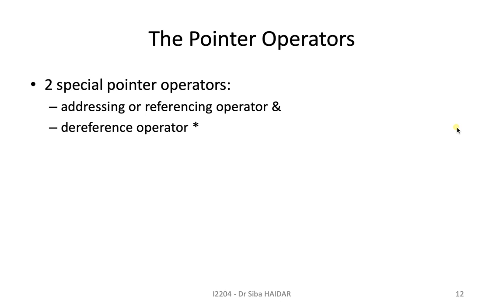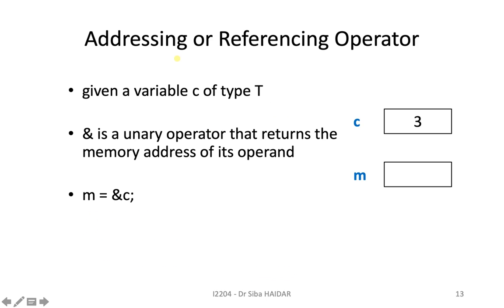The two special pointer operators are the addressing or referencing operator, which is the ampersand symbol, and the other operator is the dereference operator, which is the asterisk symbol. The addressing or referencing operator, the ampersand operator, operates as follows. Given a variable c of type T, let's suppose on the schema it is an integer, the ampersand operator is a unary operator. It needs one operand only and returns the memory address of its operand. So we put the ampersand in front of any variable c, and the value of this expression is the address of this operand in the memory.